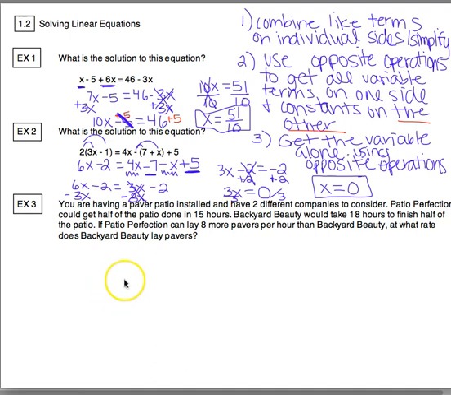All right, last one, everyone's favorite, the word problem. So you're having a paver patio installed and you have 2 different companies to consider. Patio Perfection could get half of the patio done in 15 hours. Backyard Beauty would take about 18 hours to finish half of the patio. If Patio Perfection can lay 8 more pavers per hour than Backyard Beauty, at what rate does Backyard Beauty lay pavers?